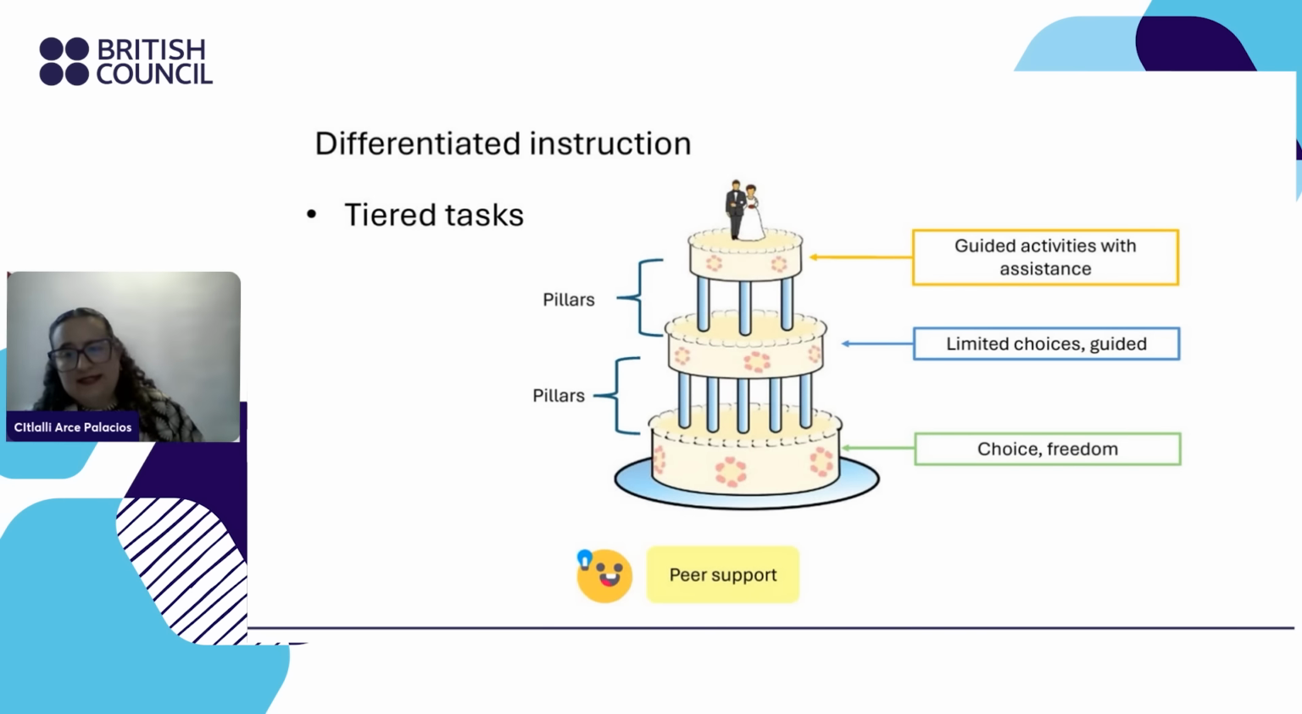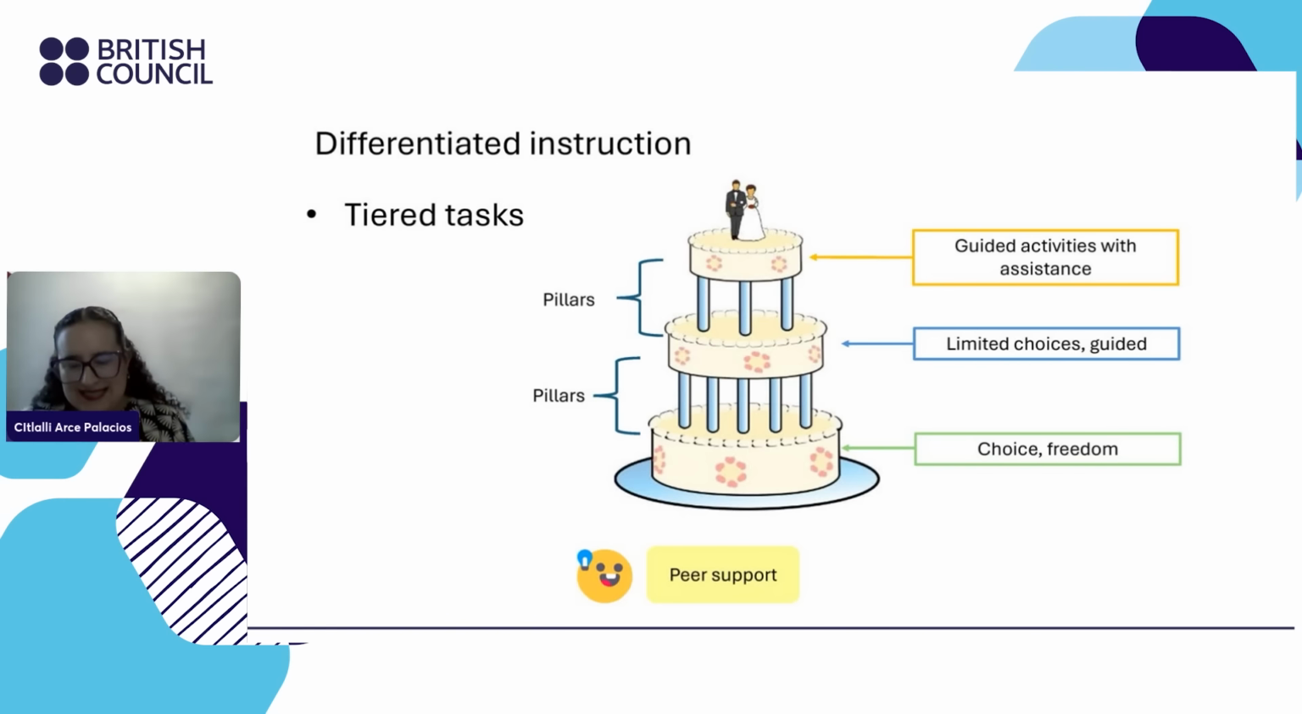I said that differentiated instruction also considers tiered tasks, okay? So I really liked this definition, in which they compare these three different tiers, or levels, to a wedding cake, okay? So what do we get from the image? We have three different levels. We are going to the base, and there, if you see, we have just the plate.